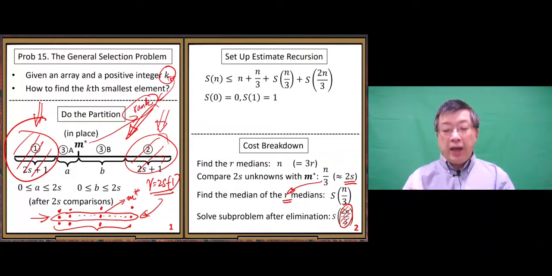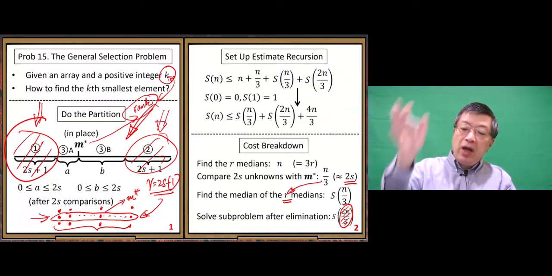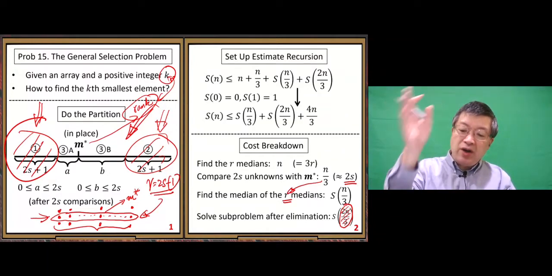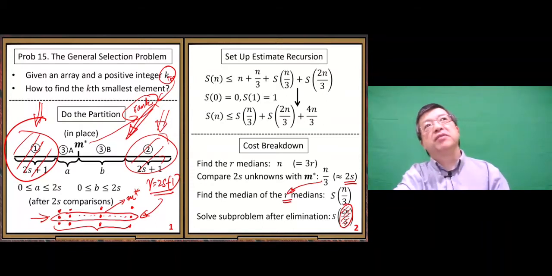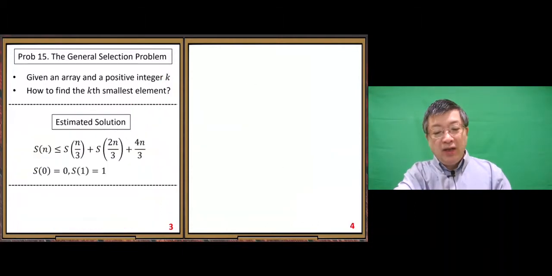Okay? And we can simplify the recursive inequality in this way. Yeah. Slightly simpler. So our next step, solve this recursive inequality. Solve it. Now, we try to find a solution. But to solve it mathematically, it may not be that easy.